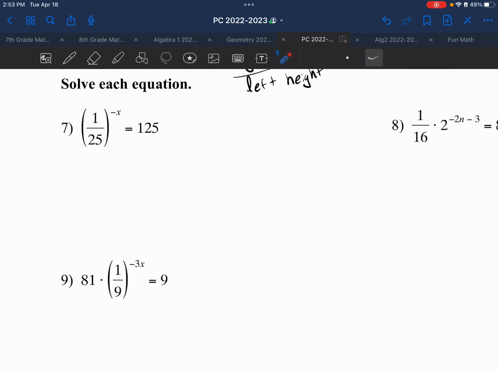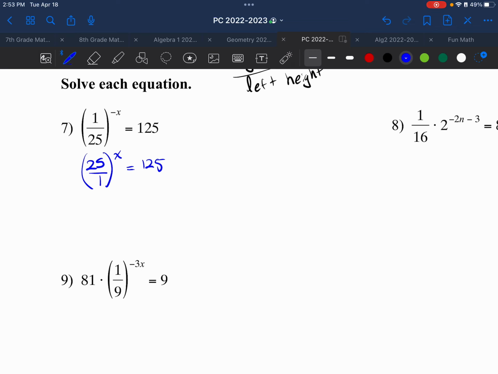Here's how I'm going to do this problem. I have a negative x. I'm going to use up this negative power and flip the inside, take the reciprocal of the inside. So it's going to now be 25 over 1 to the power of not a negative anymore, but a positive x, still equal to 125. All I did was use up the negative power to flip the inside. You're allowed to do that.